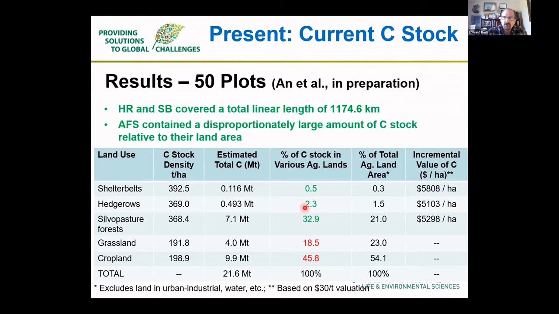And the other thing that we can do is compare the contribution of the shelter belts, hedgerows, and the silvoforests to what the adjacent land areas represent using those formulas I gave you earlier. So roughly 370 tons of carbon per hectare as opposed to 190, we can calculate the incremental value of the carbon that's contained within these forests. And it is not trivial. In fact, it's over $5,000 a hectare.